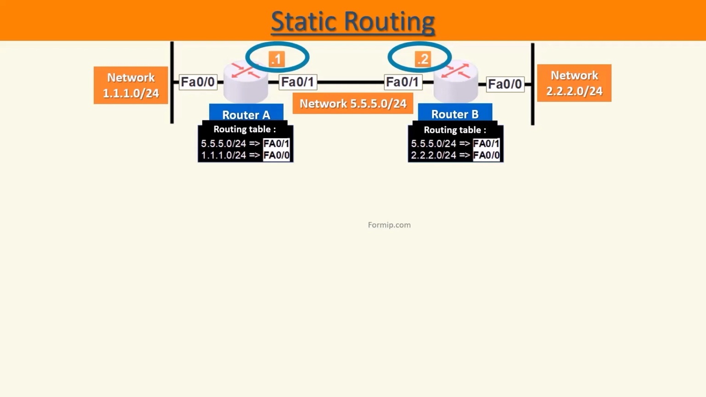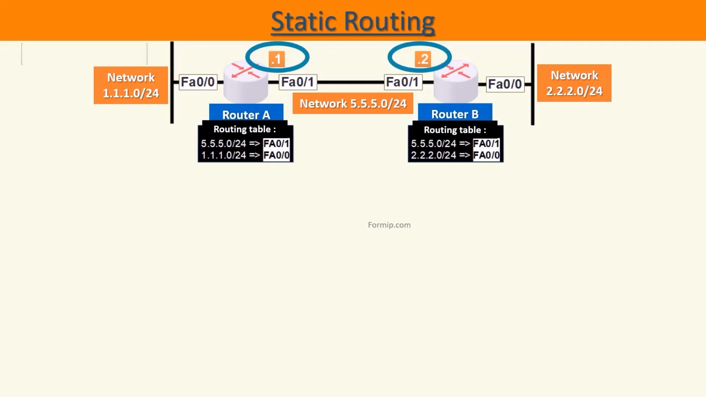These are the networks that are directly connected to it. If you look closely at the routing table, router A has no knowledge of the 2.2.2.0 network that lies behind router B. And conversely, router B does not know the network at the other end, 1.1.1.0. So how do you get the two routers to know about these two networks?